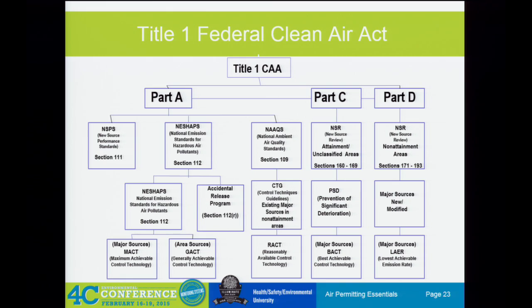Part C is the new source review for attainment in unclassified areas. So this would be our PSD new source review permits. And likewise, under Part D, we got our non-attainment areas for new source review under non-attainment areas, and that's where we get our non-attainment permits. We'll talk about this closer to the end of the day, but under the PSD, we got our best available control technology requirements, and under the non-attainment permits, we got our lowest achievable emission rate requirements. So that's how the Title I of the Clean Air Act is structured.